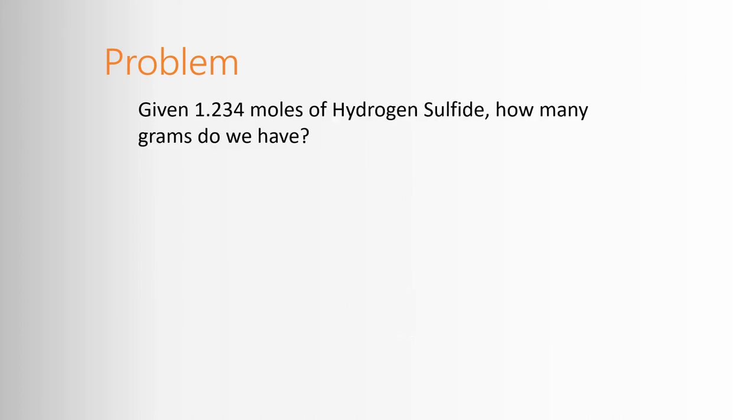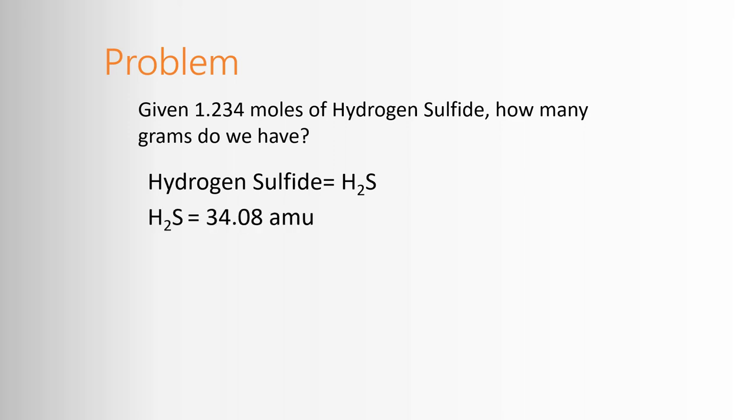Next problem, let's go moles to grams. Given 1.234 moles of hydrogen sulfide, how many grams do we have? Hydrogen sulfide is H2S. And feel free when I'm going through these, if you want to try to figure them out on your own, you can always pause the video and then start it back up once you think you have the answer. That means that one formula unit of H2S is 34.08 AMUs, and one mole of H2S is 34.08 grams.